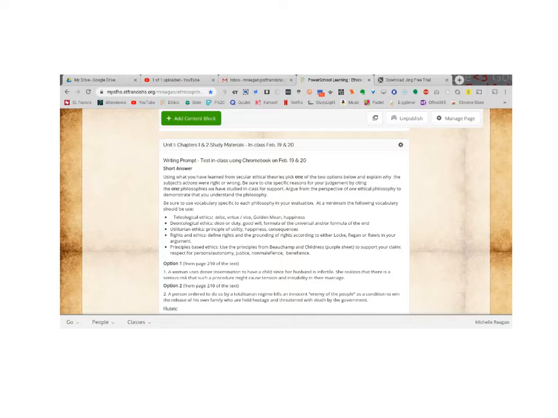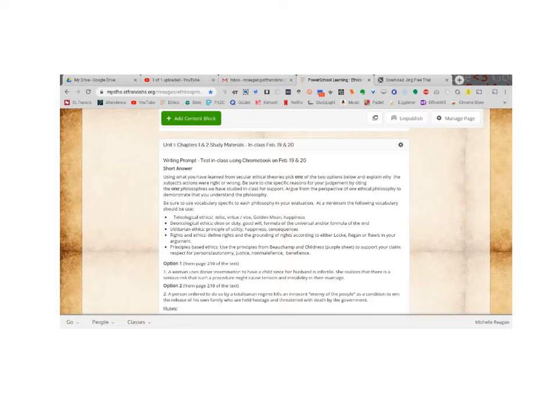Just read through the prompt. Using what you've learned from secular ethical theories, pick one of the two options below and explain why the subject's actions were right or wrong. Be sure to cite specific reasons for your judgment. It should be one of the philosophies we've studied in class for support. Argue from the perspective of one ethical philosophy to demonstrate that you understand the philosophy.